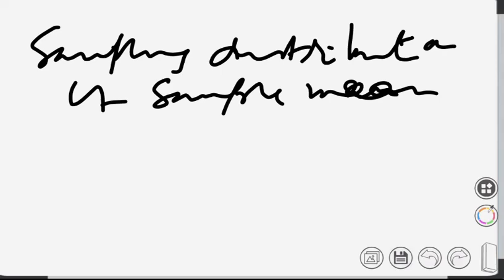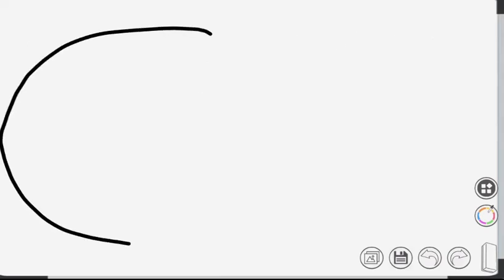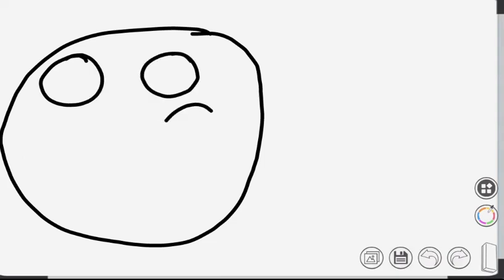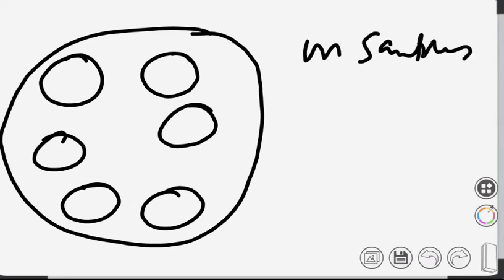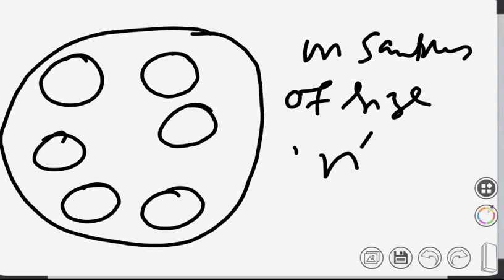Sampling distribution of the sample mean. Please try to understand this very carefully. Suppose this is the population and I am choosing m samples of size n from the population.